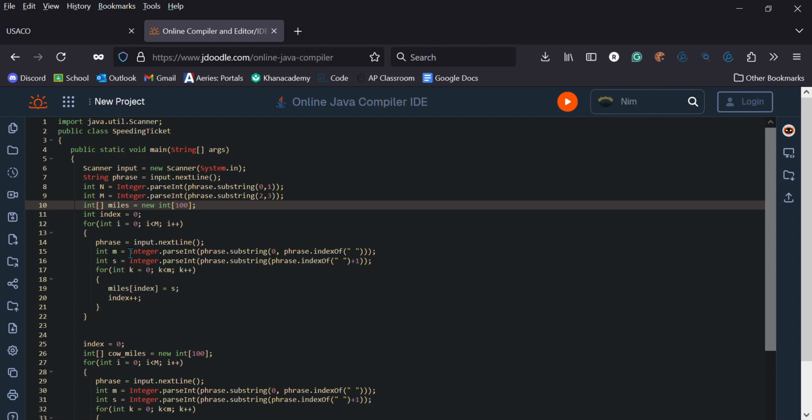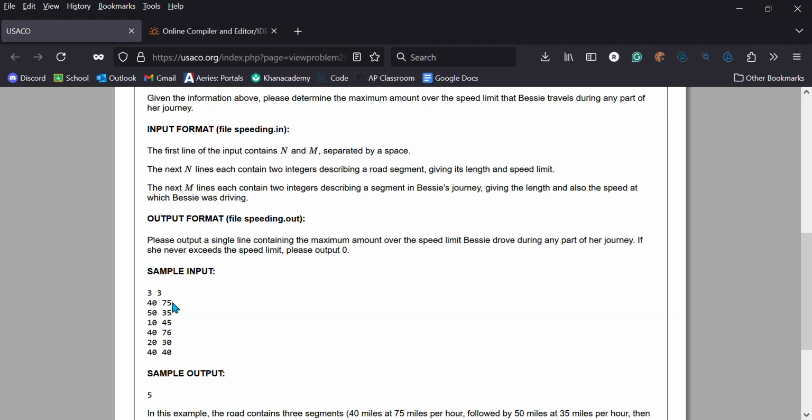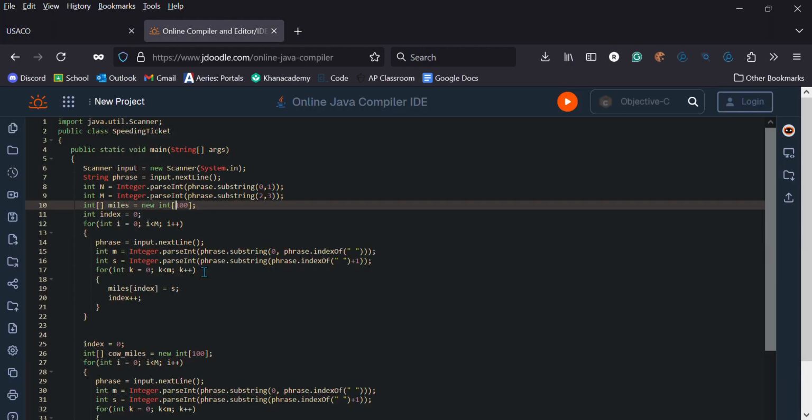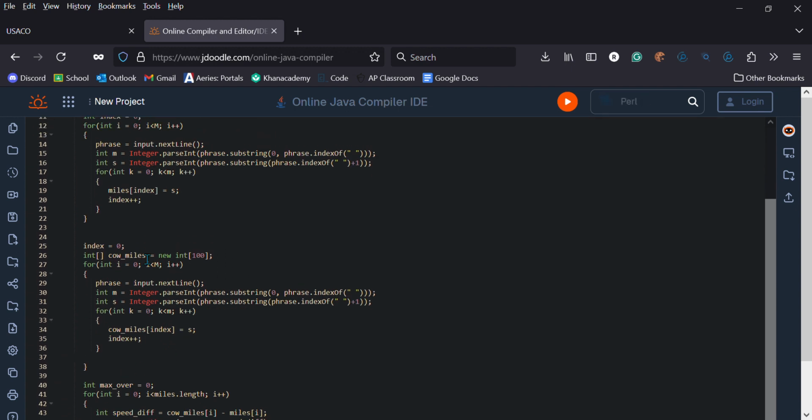I read the next line, with m and s representing these values, 40 and 75 for example, and at each index I set the array to the speed and increment the index every time. I did the same thing for Bessie.